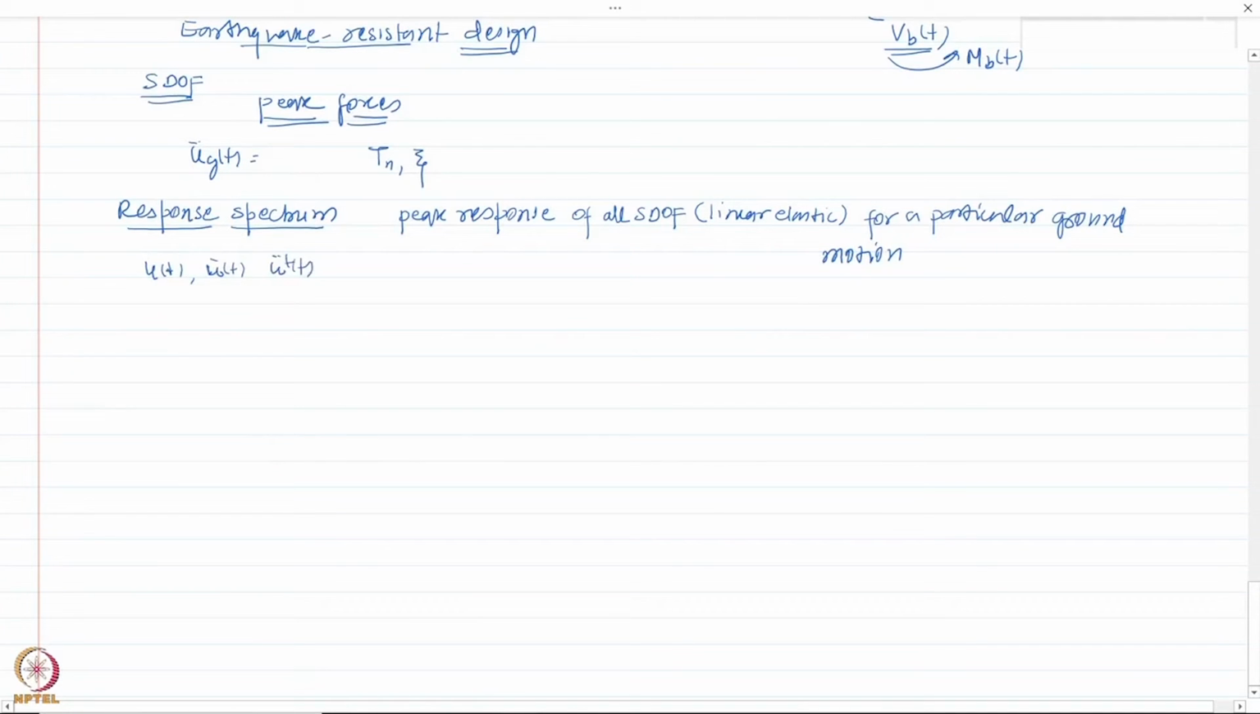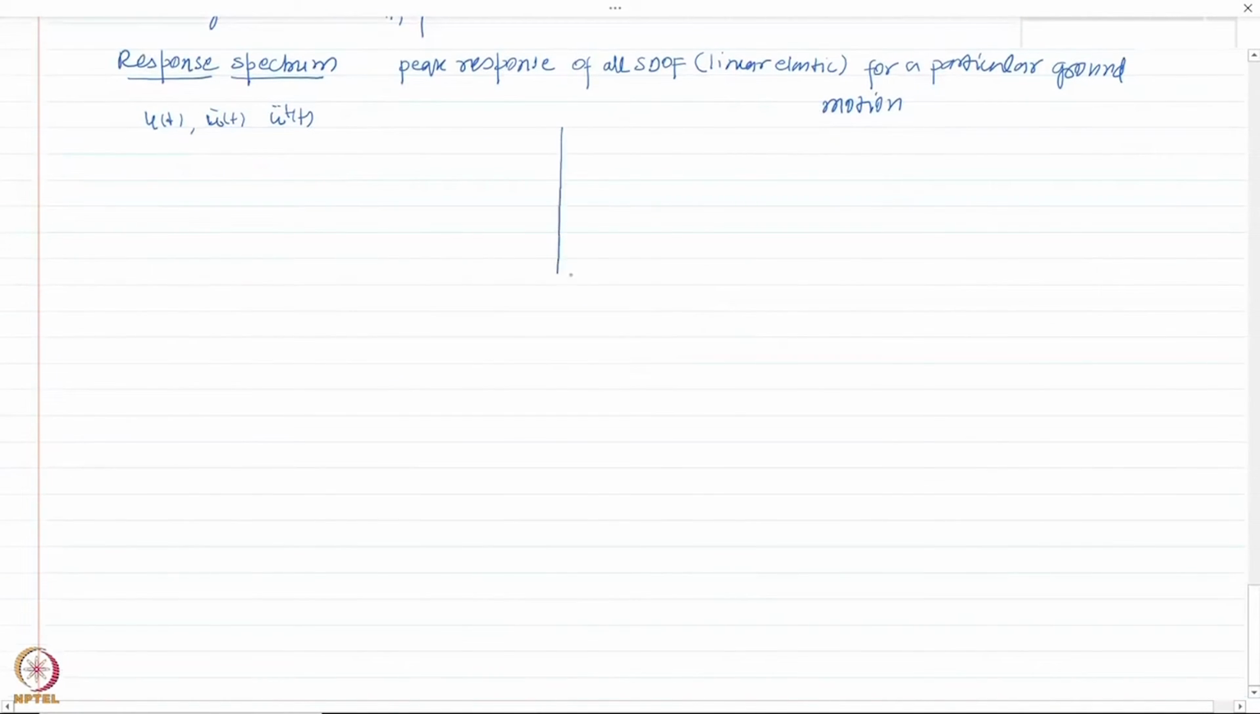Now let us say I have a plot of peak response, let us say this is u naught, with some arbitrary function. I don't know the nature of it. Let us say it's any arbitrary function, and let us say this is Tn here. All single degree of freedom systems means systems with different values of Tn. So basically what do we do?